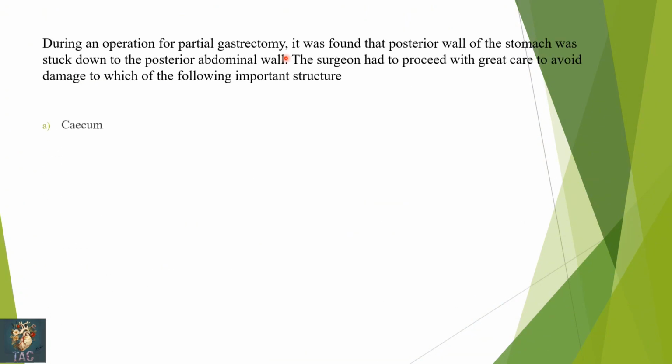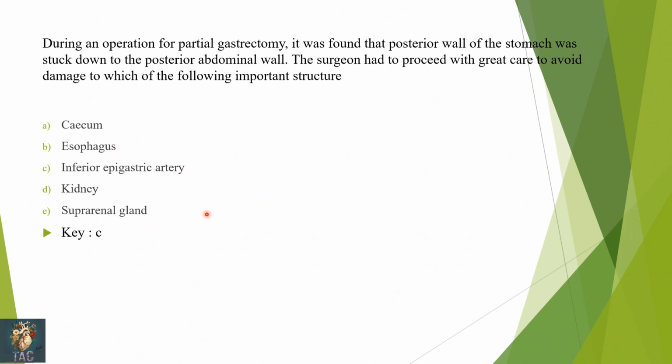Next, during an operation for partial gastrectomy, it was found that the posterior wall of the stomach was stuck down to the posterior abdominal wall. The surgeon had to proceed with great care to avoid damage to which of the following important structures: cecum, esophagus, inferior epigastric, kidney, or the suprarenal gland.